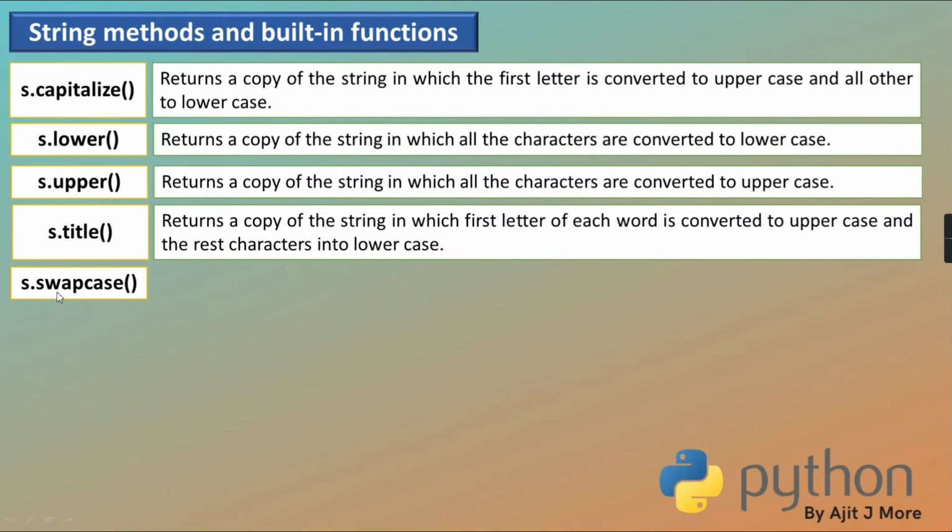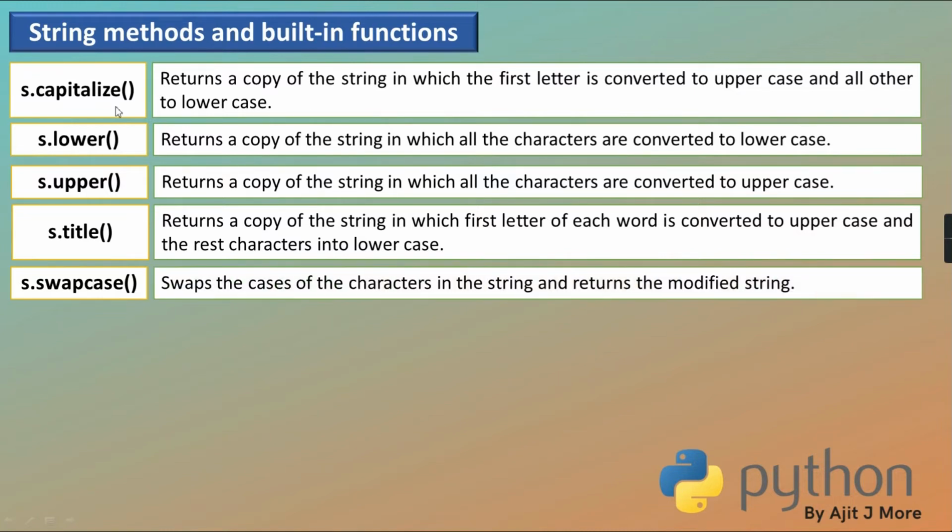Then we have swapcase. What swapcase does is toggle the cases. Toggle means it will complement. Where the letter is uppercase, it will make it lower, and where it is lowercase, it will make it upper. Clear? It will just toggle the case of each letter in your string and return a copy of that string. So it swaps the cases of the characters in the string and returns the modified string.